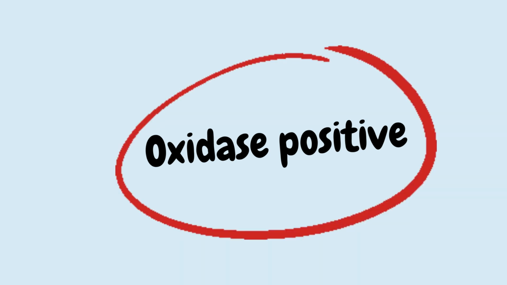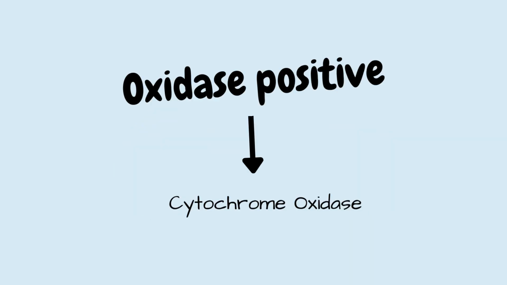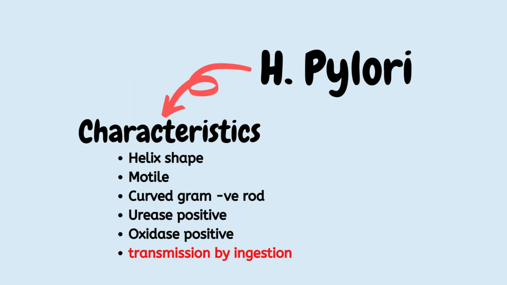Okay, so next, H. pylori is also oxidase positive, as due to presence of enzyme cytochrome oxidase on exposure to air, it stains dark blue to purple in 30 seconds. Lastly, we also know it is transmitted by ingestion.